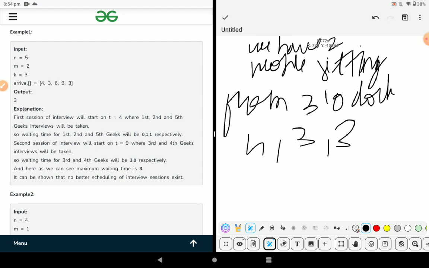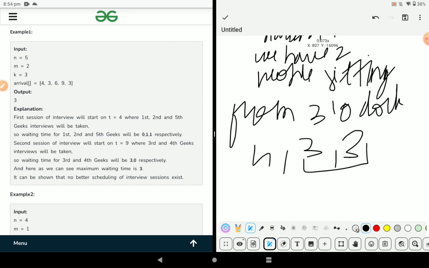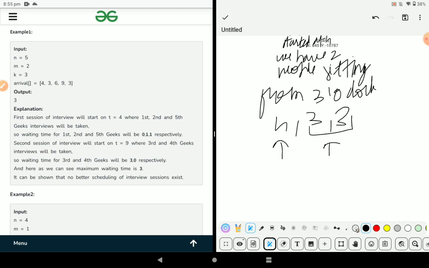So there is a loss for these 2 people. Okay, they have to wait 1 hour more. Interview started at 4 o'clock, but these people came at 3 o'clock, so they have to wait 1 hour more. So their time has been wasted. So it will be the number of hours they sat in the waiting area. You can say they sat in the waiting area for 1 hour till 4 o'clock.